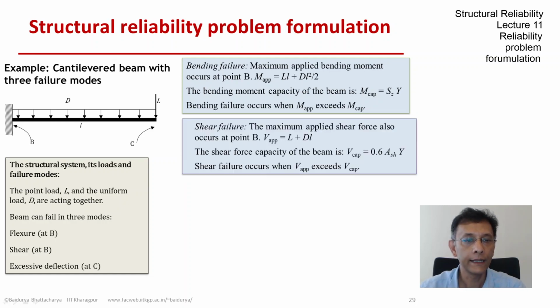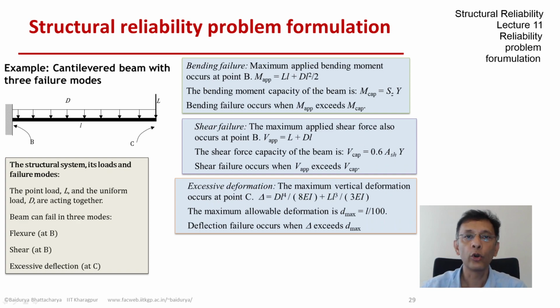Let's look at shear next. The applied shear force is L plus D small l at B, and the shear force capacity, we choose to define as 0.6 times the area resisting shear times the yield strength of the material. And shear failure occurs when the applied force exceeds the shear force capacity.